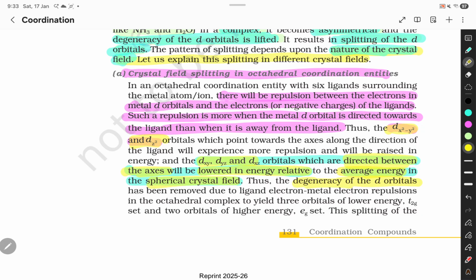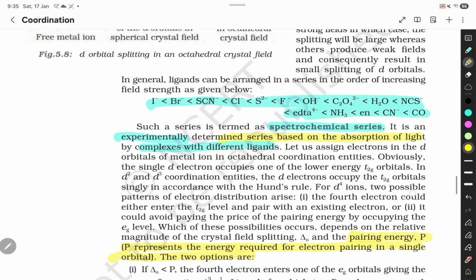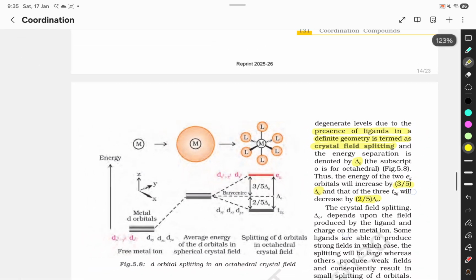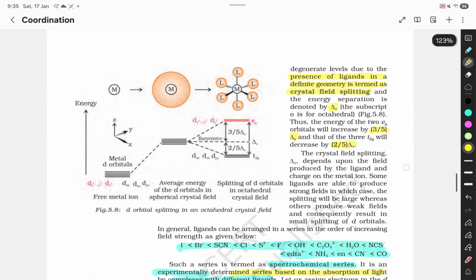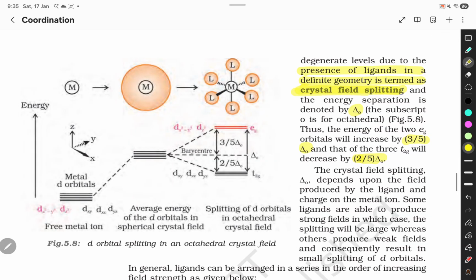So the degeneracy of the d orbitals has been changed due to ligand electron and metal electron repulsions, and it causes the T2g and Eg sets. So yeah, there's nothing else in octahedral splitting. We just have that it's defined as crystal field splitting, 3 by 5, 2 by 5 ratio, everyone knows, right, from the barycenter.